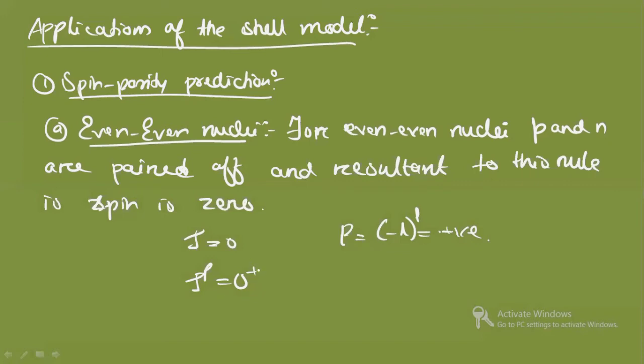And the parity, it is positive. That is plus. All right. Now we will see an example related to this. Let's consider, for example, carbon-12 (Z=6), oxygen-16 (Z=8), etc. For carbon, the number of protons is 6 and the number of neutrons is 12 minus 6, that is 6.